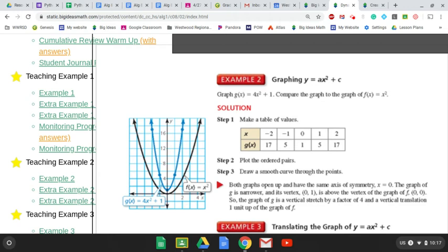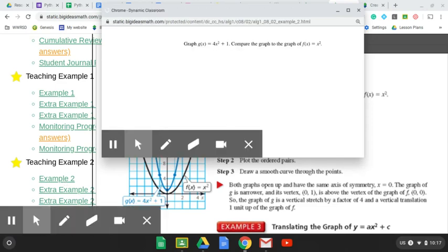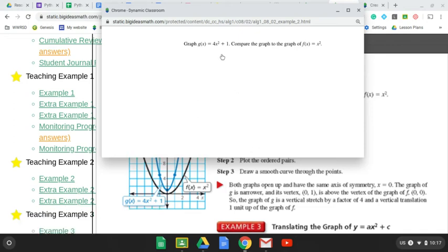The c value, remember, tells us about the vertical translation. If c is positive, it translates up, and if c is negative, it translates down. Let's take a look at example 2 step by step. So in this example, we are going to graph g of x equals 4x squared plus 1, and then we'll compare the graph to the parent function.